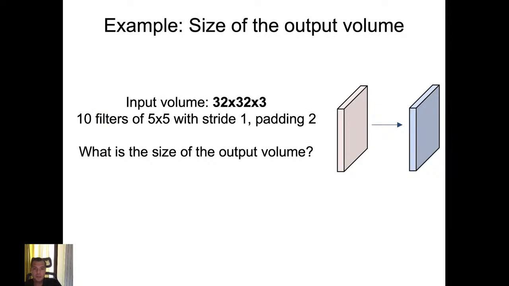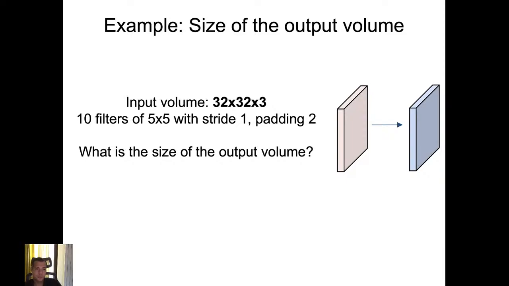Okay, so what about the output volume? Now we discussed the input and the size of the activation map. But as I said, for each filter, we can obtain a different activation map. So in the end, the depth of the output volume depends on the number of filters.